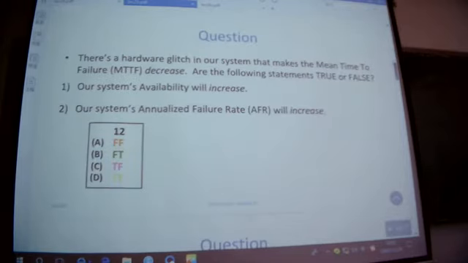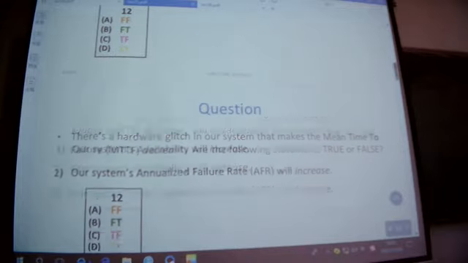Okay, there are questions. There's a hardware glitch in our system that makes the mean time to failure increase. Are the following statements true or false? Our system availability will increase. Our system failure rate will increase. These are 2 questions.